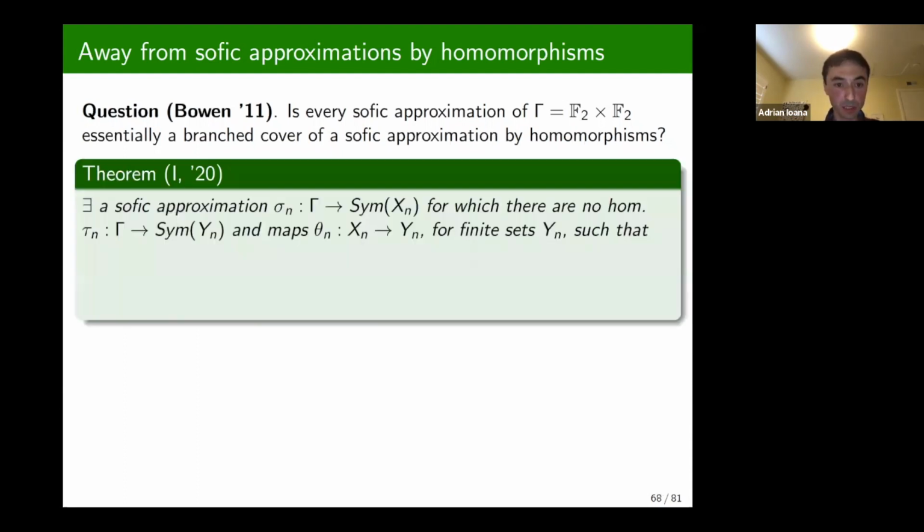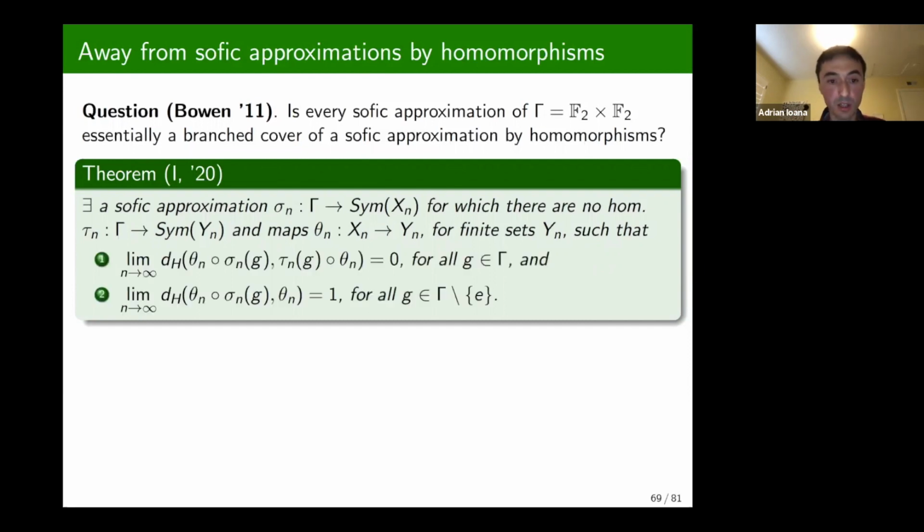So here's the theorem that I proved this summer, which answers this question. There is a Sophic approximation of gamma, which is F2 times F2, on sets Xn, for which there are no homomorphisms from gamma to symmetric groups of Yn and maps from Xn to Yn for finite sets Yn with the following two conditions. The first one is that the maps are asymptotically equivariant.